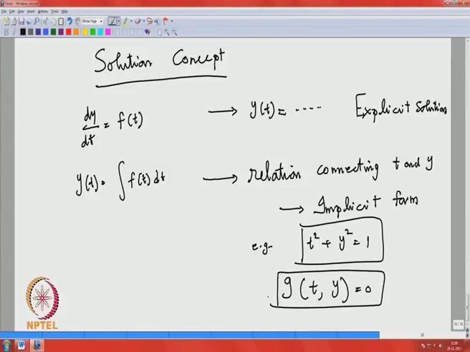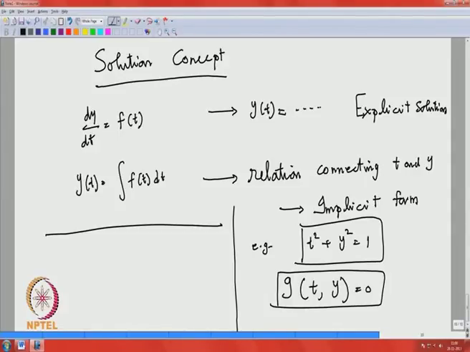What I want to do here is go one step further. Even getting this in the explicit form or in the implicit form may not be possible, and that is where your analysis will come into play. That does not mean that the differential equation has no solution. If you are unable to get an explicit or implicit form, it is not possible to conclude that it does not have a solution.